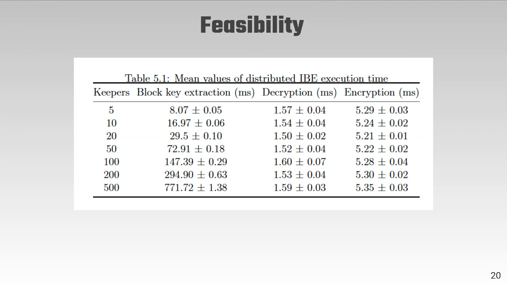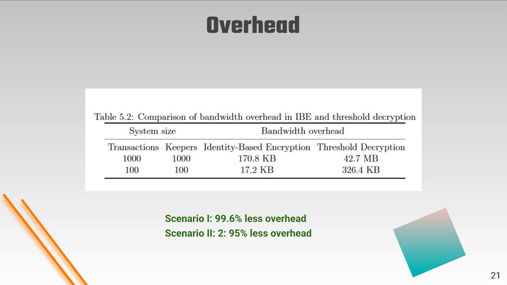Our experiments show that our scheme for threshold-based identity-based encryption is very feasible for today's applications. For example, for 50 validators, it takes just 70 milliseconds for block key extraction, and encryption and decryption are negligible, because today's block time, for example for Ethereum, is 15 seconds, so these times are very practical. We also compared our approach to the threshold decryption approach, and we showed that for realistic scenarios we save bandwidth overhead with a 95% improvement, or 99.6% in the first scenario, which is very valuable.